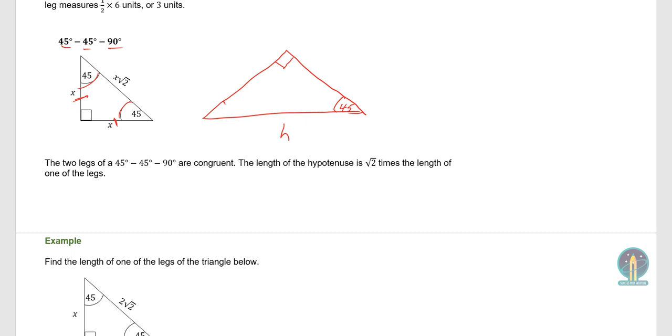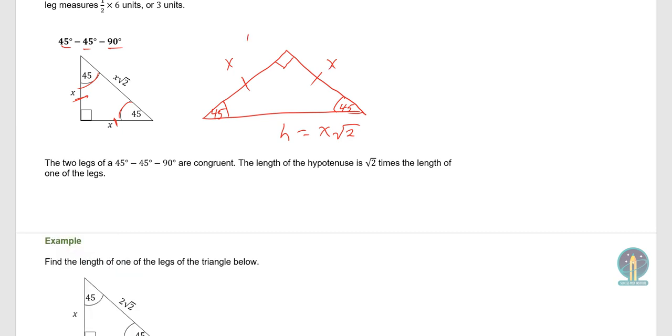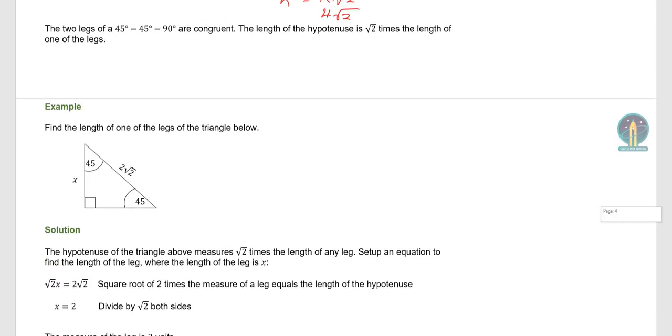45, 45, isosceles triangle. So the hypotenuse is, in this case, x square root of 2, and the side lengths are x and x. So if this had sides 4, for example, and 4, this will be 4 square root of 2. Okay? Let's look at an example for this.